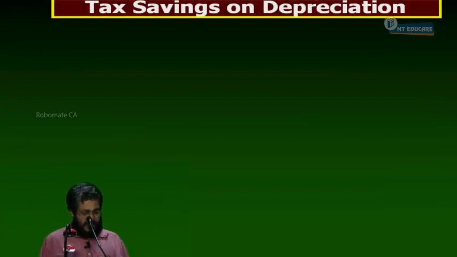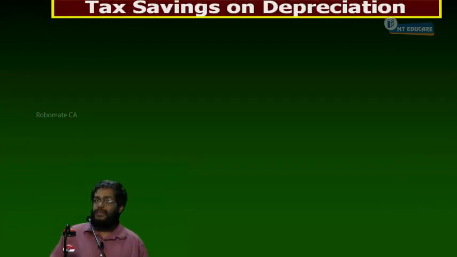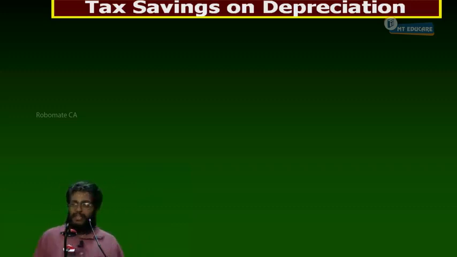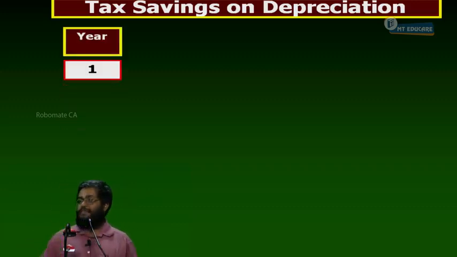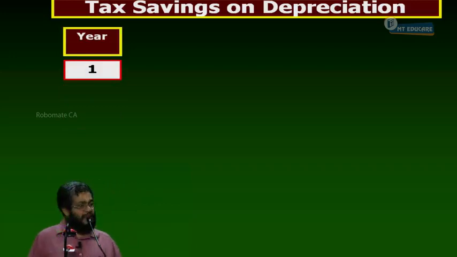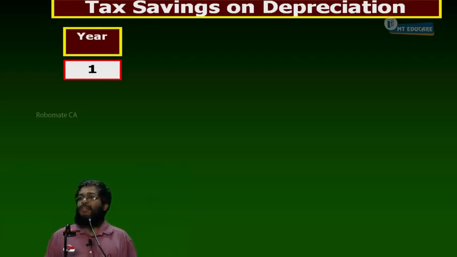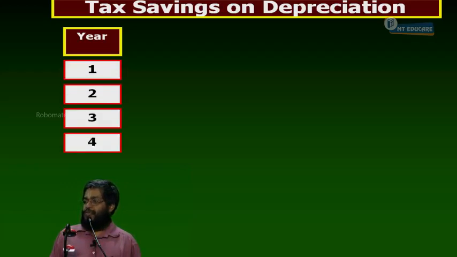Okay. Step 1, tax savings on depreciation. Can we do it together or not? No. Year. First column is year. 1, 2, 3, 4, 5.